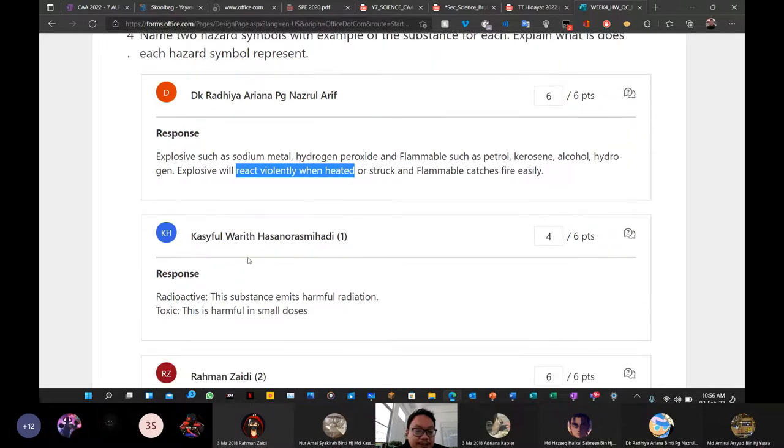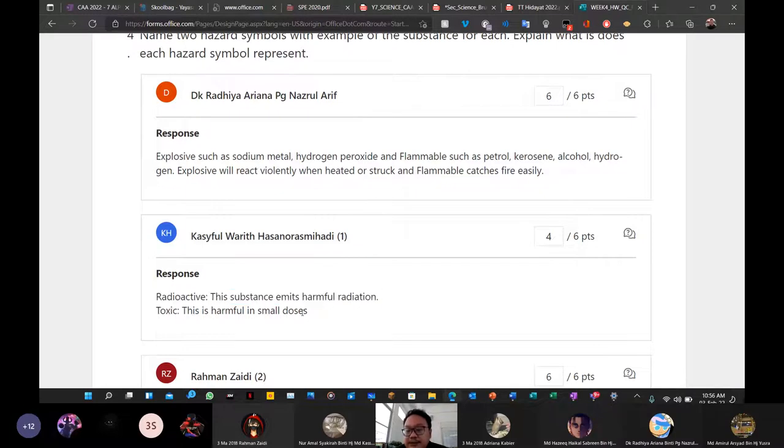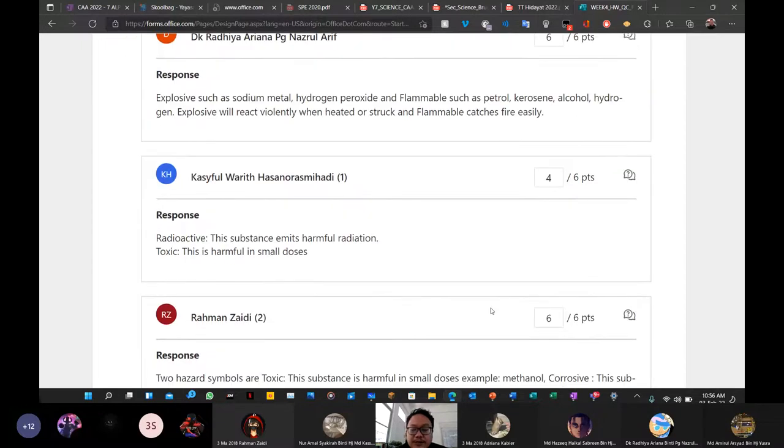If you only mention like this one, radioactive is a substance that emits harmful radiation, without giving the example, you only get 2 marks. Same with this one. Okay, so make sure you answer it completely.